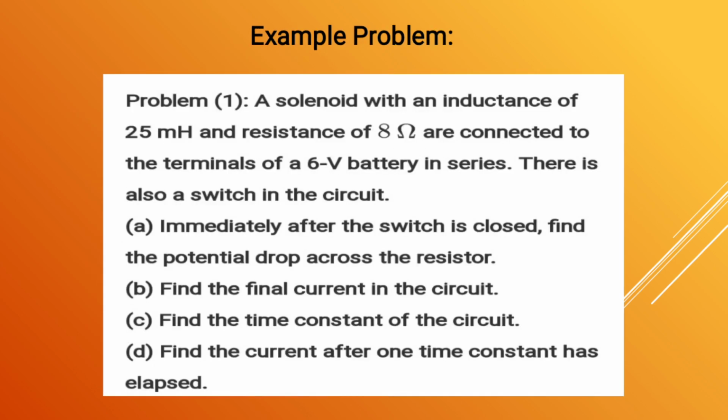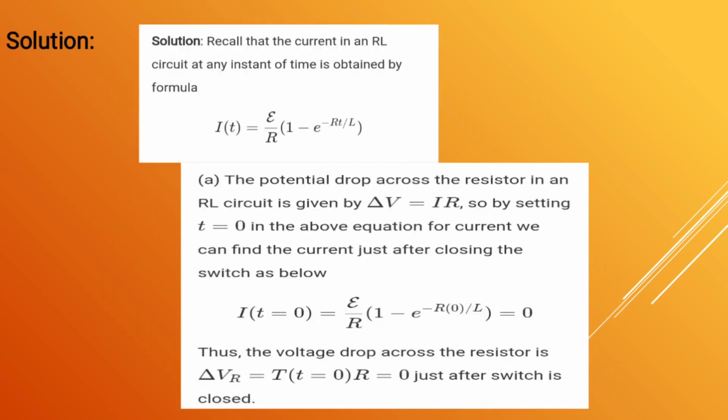So, as you can see, this is an example of an RL circuit problem. Here is the situation. A solenoid with an inductance of 25 mH and a resistance of 8 ohms are connected in series to the terminals of a 6 V battery. There is also a switch in the circuit. You must find: A, immediately after the switch is closed, the potential drop across the resistor. B, the final current in the circuit. C, the time constant of the circuit. And D, the current after one time constant has elapsed.